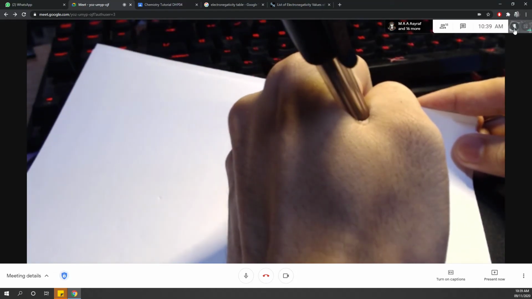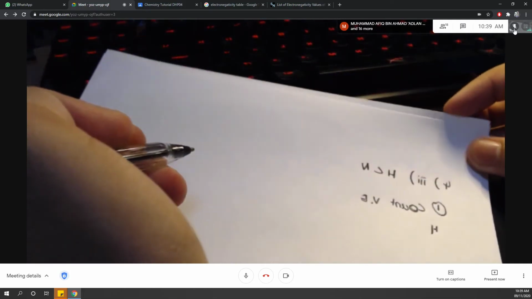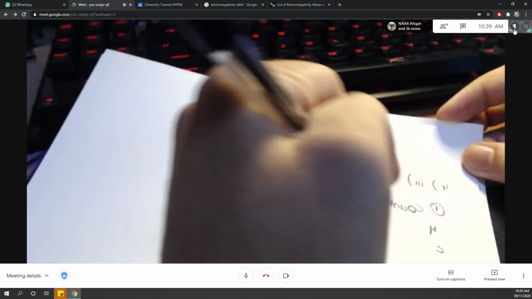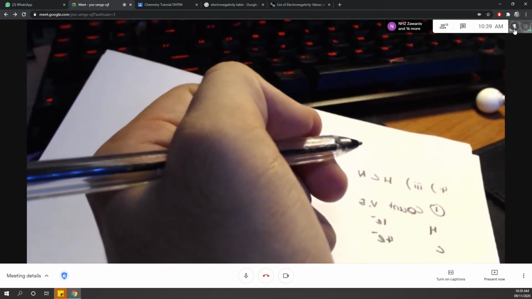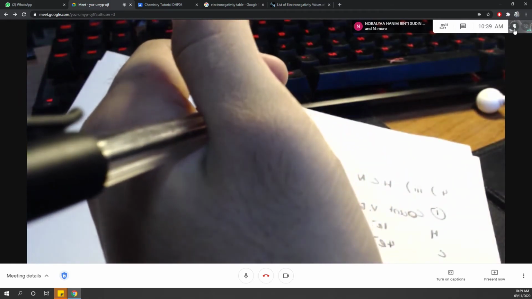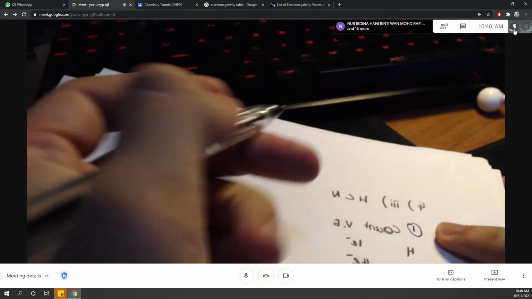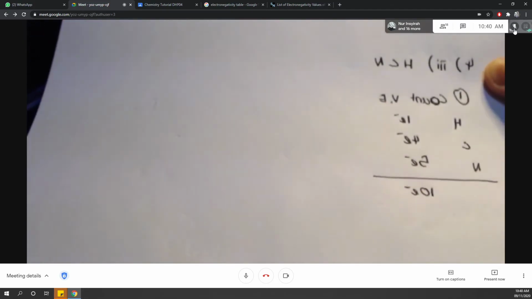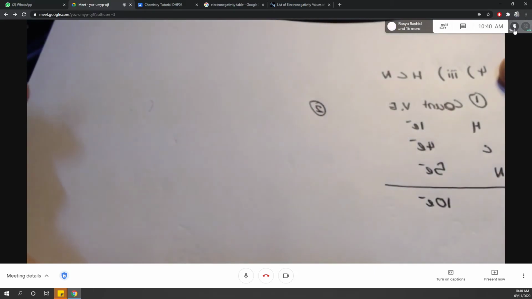Kita count valence electron. So, hydrogen group berapa? Group 1 ada 1 elektron. Carbon group berapa? Group 14 kan. So, dia ada 4 elektron. Okay, nitrogen group berapa? Group 14 kan? Group 5? Group 15. So, dia ada 5 elektron. So, total berapa? Yes. So, 10 elektron. So, nampak tak? Okay.